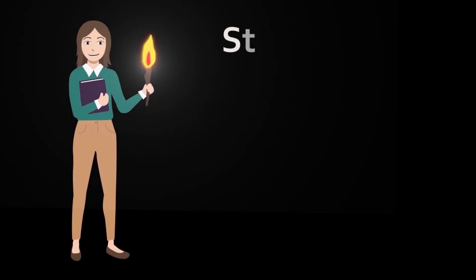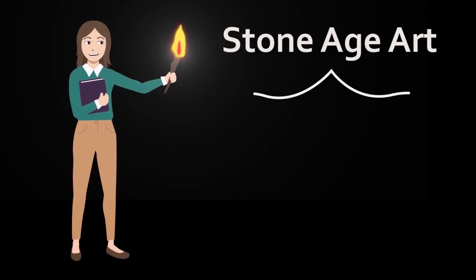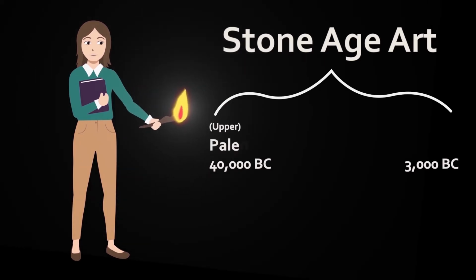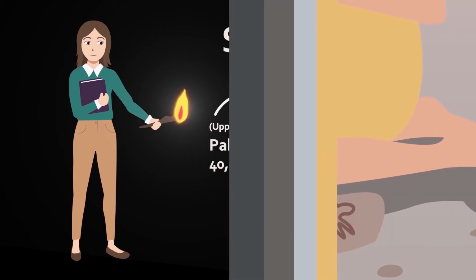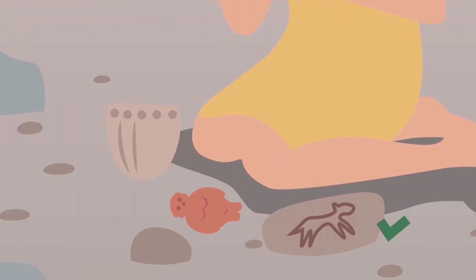First, let's define what I mean by Stone Age art. Stone Age refers to anything before 3000 BC. This includes the Paleolithic, Mesolithic, and Neolithic eras. Art is going to include cave paintings, figurines, pottery, and other decorative objects.